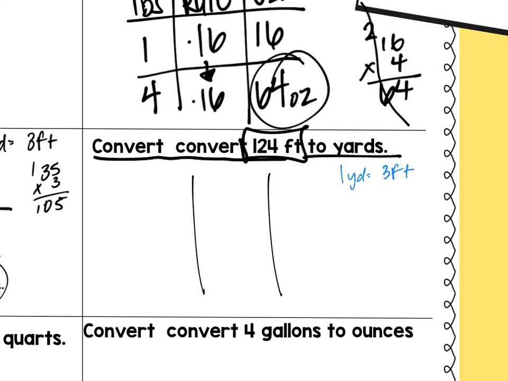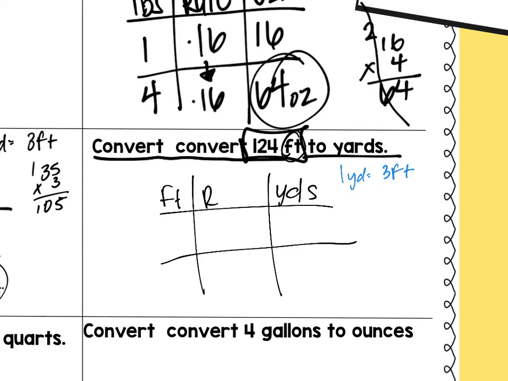Make my tic-tac-toe board. I know that I'm going from feet to yards. So feet will come first, yards will come second. And 3 feet equals 1 yard. So 3 goes under the feet and 1 goes under my yards. And I know that from 3 to 1, I'm getting smaller, so I'm going to divide by 3.